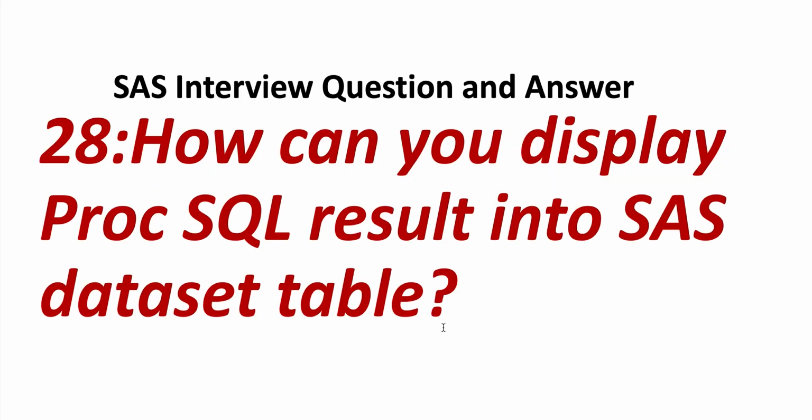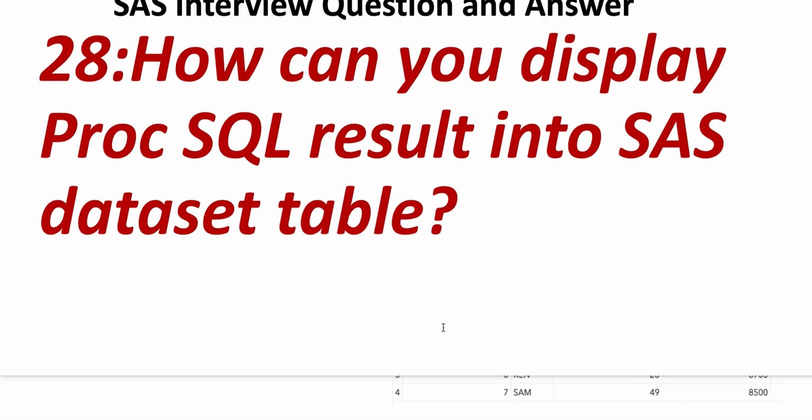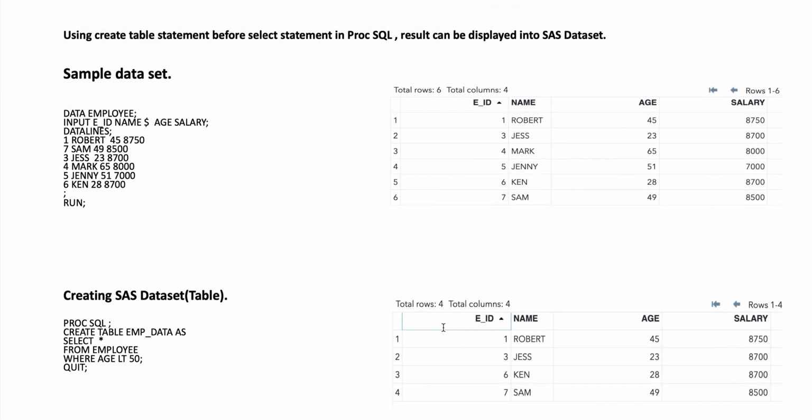SAS interview question and answer. Question number 28. How can you display Proc SQL result into a SAS dataset table? This question is asking how you can convert Proc SQL result into a SAS dataset. Using the create table statement before the select statement in Proc SQL, the result can be displayed into a SAS dataset.